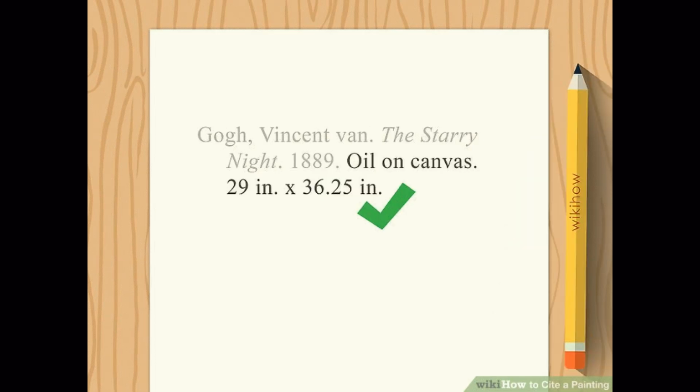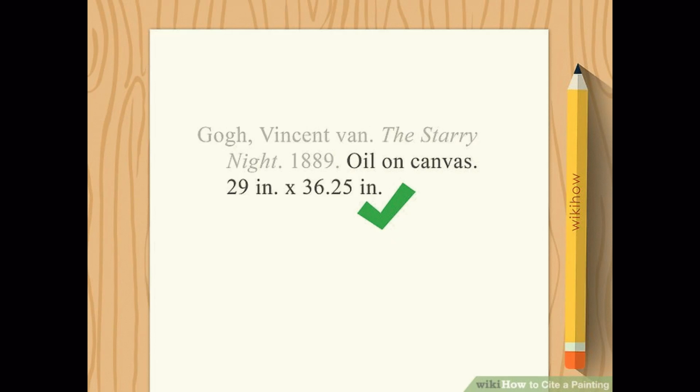Add information about the materials and dimensions of the work. After the year, provide a description of the materials used to create the painting. Use sentence case, capitalizing only the first word and any proper nouns. Place a period after this description. Then provide the dimensions of the work. Use standard abbreviations for the units of measurement. Place a period after the dimensions unless one is included after the abbreviation.